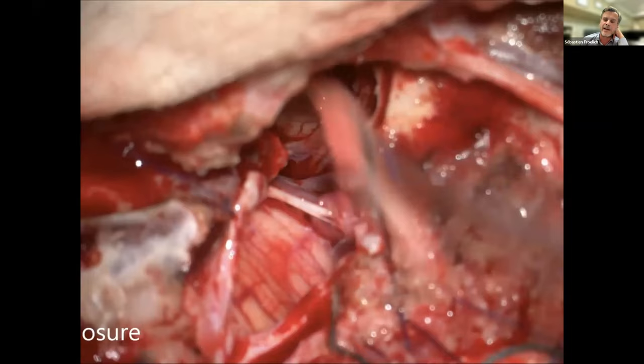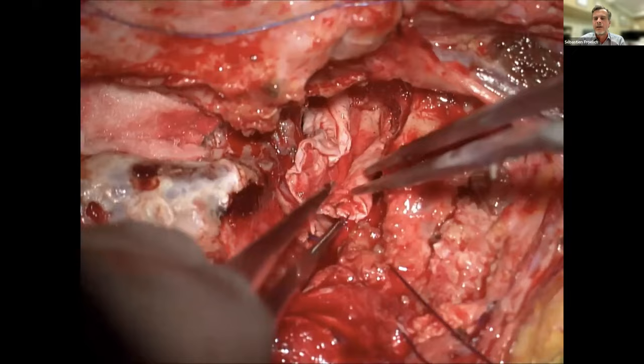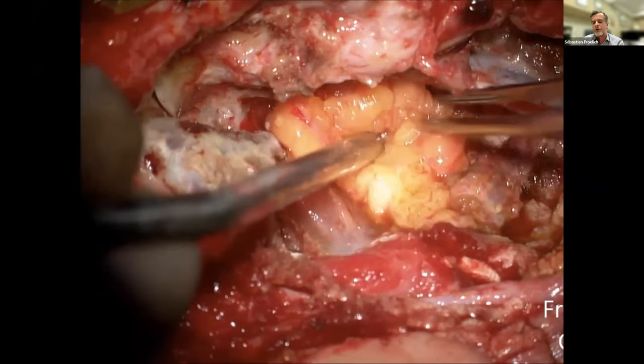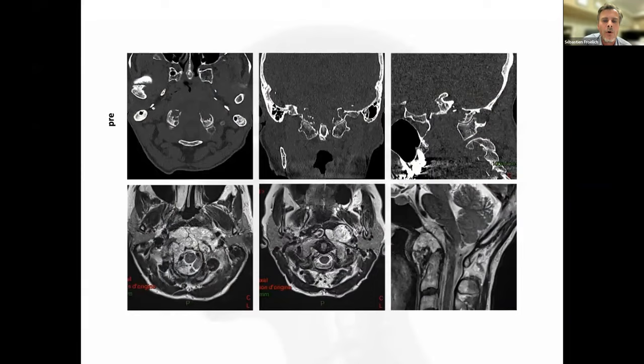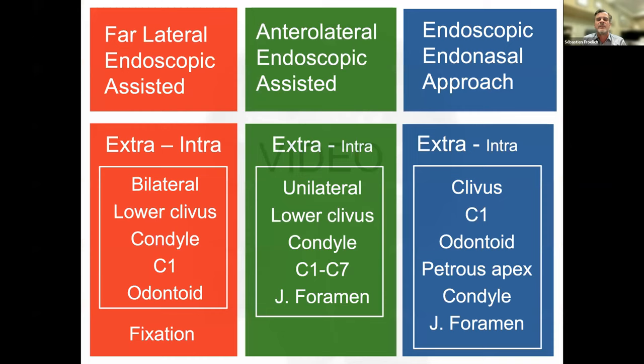And at the end, the same then for the posterolateral approach, you can resect the dura that you believe is infiltrated much more than what you can do with an endonasal approach. So this is the three options for me.